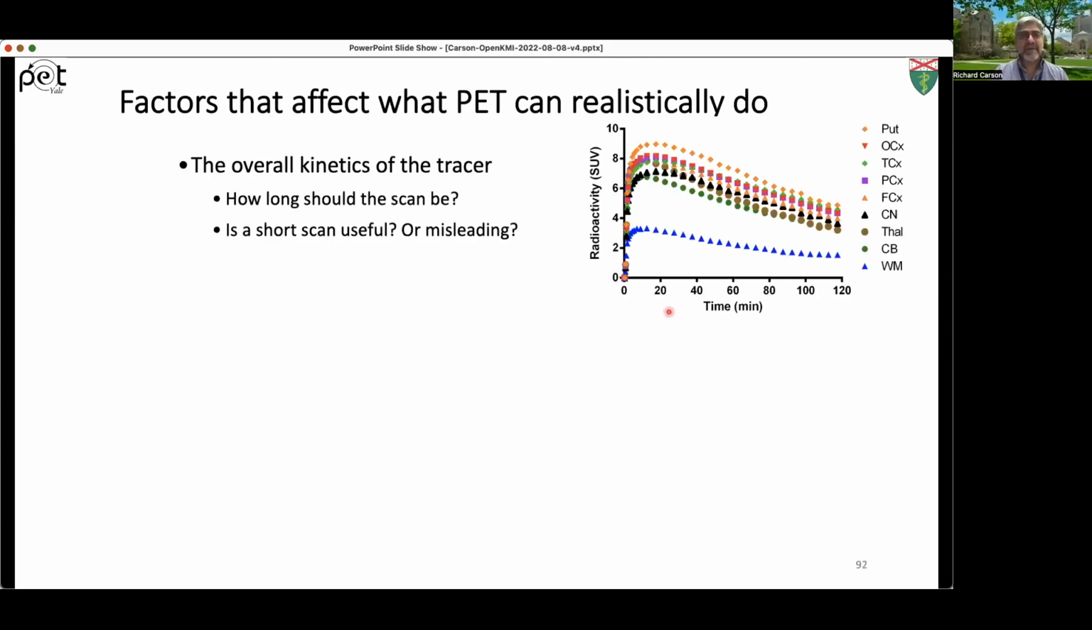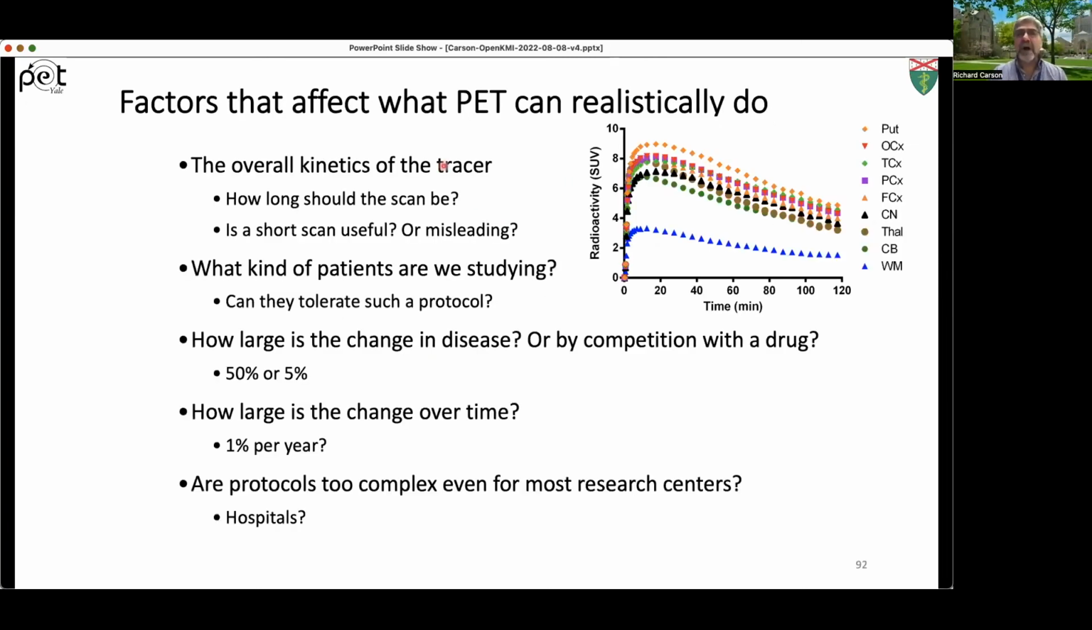And then we also have to look at the kinetics. How long does it take for our tracers to approach equilibrium so we can get that binding? How can the patients tolerate this? I mean, if we're going to try to study adolescents, for example, if we're looking at changes in disease, is it a 50% change or a 5% change? If we're trying to follow things over time, is it a 10% change or a 1% change? And we'd like those protocols to be simple, not just in the most advanced research centers, but practical in hospitals.